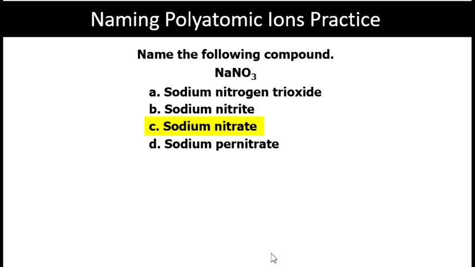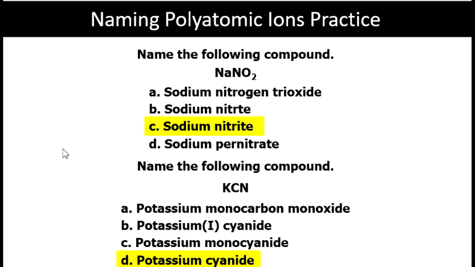All right, guys, there are examples. What do you call this compound? NaNO3. Sodium NO3. You need to memorize that NO3 means nitrate. How about these examples? NaNO2. What do you call that? Sodium nitrite.